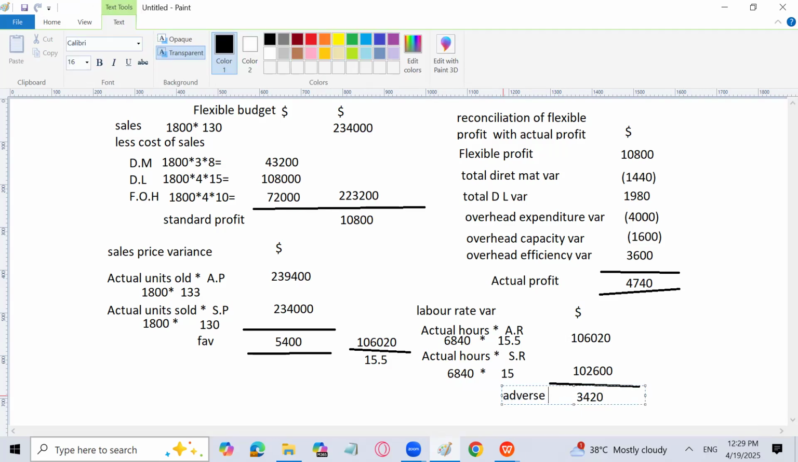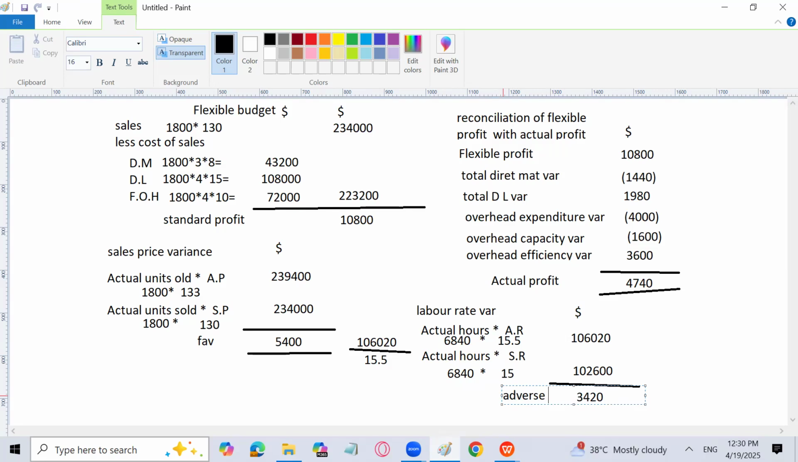Why? Because if the actual cost is high, it is adverse. It is a loss. Positive variance means that the actual labor cost is more than the standard cost that should have been incurred. So that is why 3,420 is adverse. Because we are making more payment to our labor. Our payment per labor hour should have been 15, but we are paying 15.5 per hour. So we are paying more, maybe because they are more skilled and maybe more efficient.